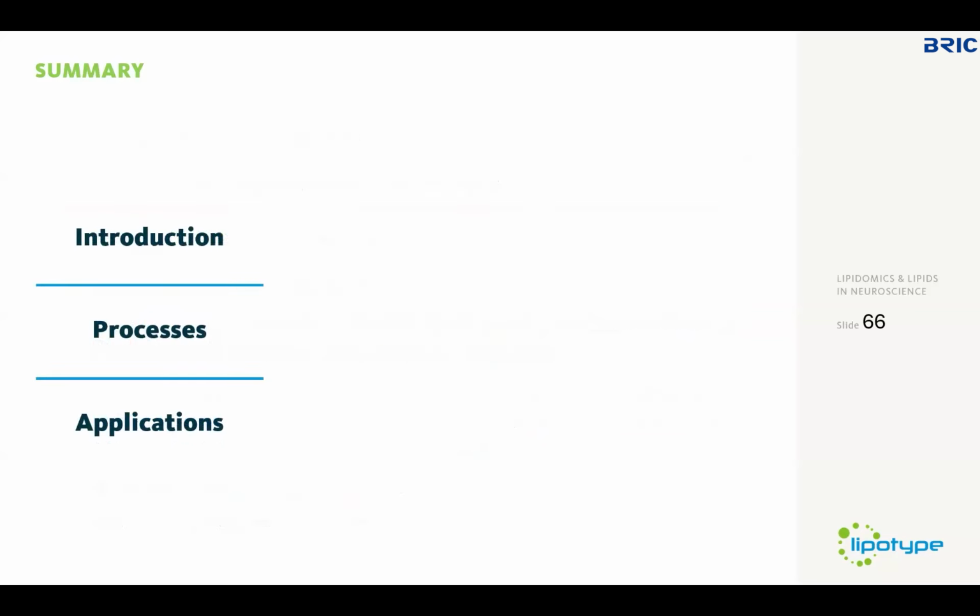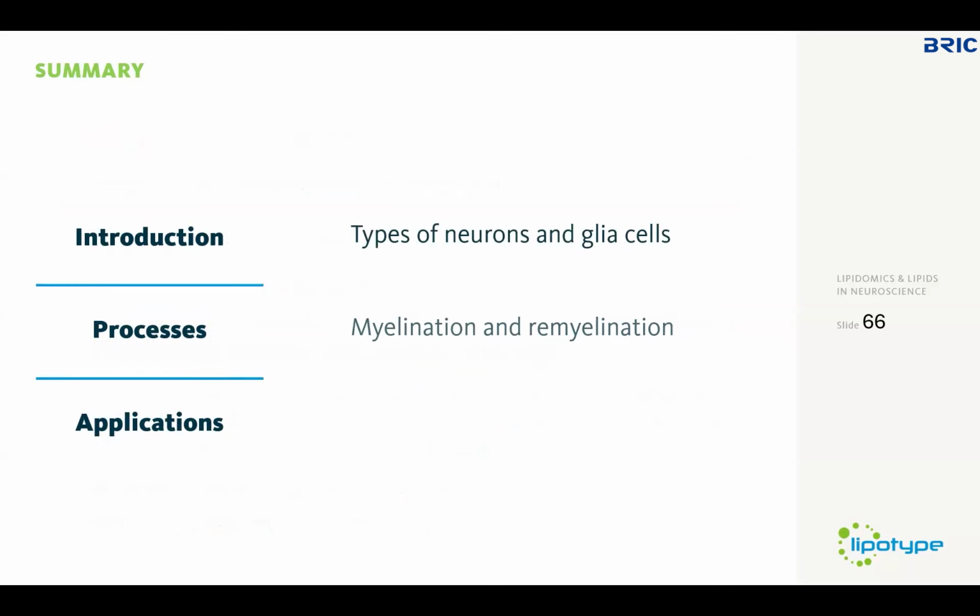Basically, that's all I wanted to tell you. Unfortunately, we're pretty limited with time, but once again, we went through the types of neurons and glia cells, through myelination and remyelination, and through Parkinson's disease, Alzheimer's disease, and multiple sclerosis.